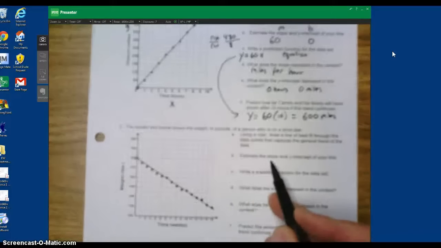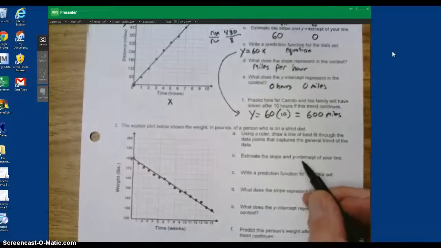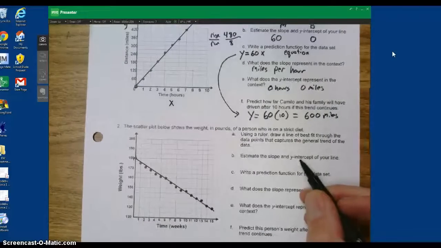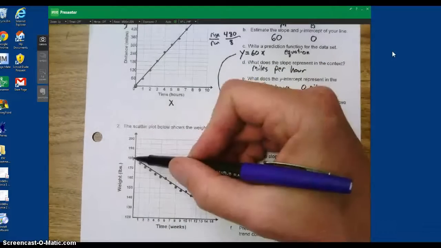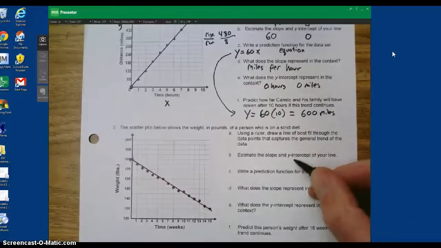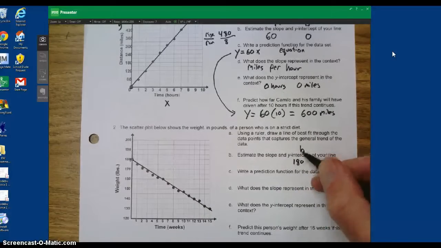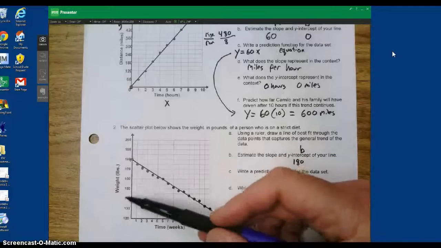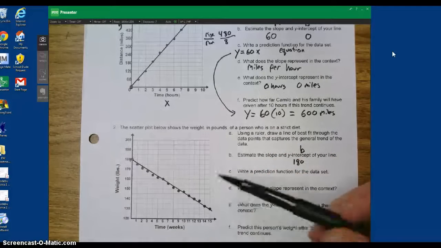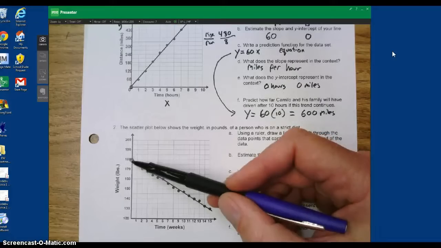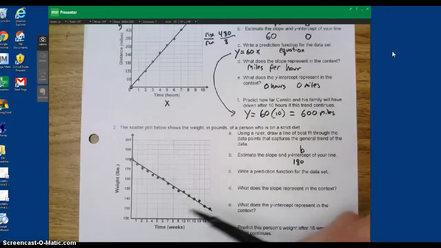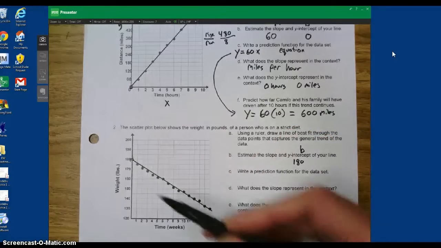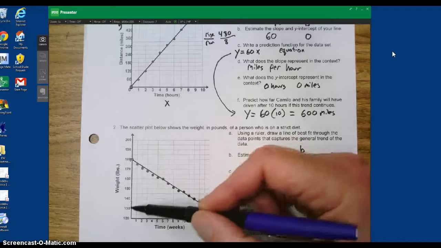Let's do part B. Let's do the slope and y-intercept. Let's start with the y-intercept. That's the easy part, because it's right there. So the y-intercept, B, is 180. How about the slope? Well, clearly it's going down and right. So now, starting here at 180, let's just choose this point here, the end point. It goes from 180 down to what?